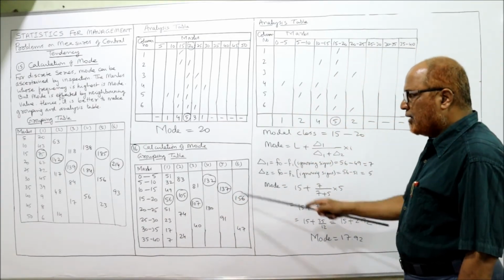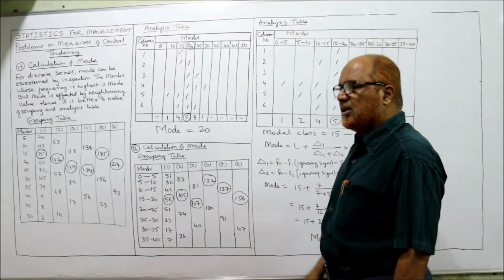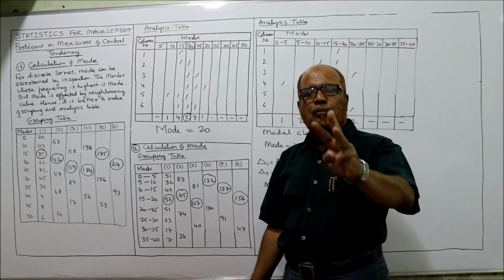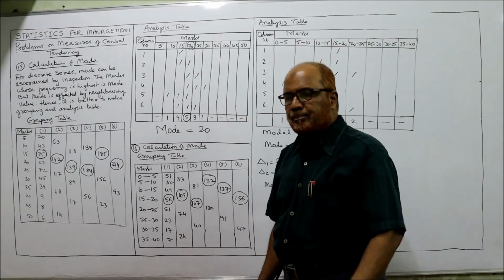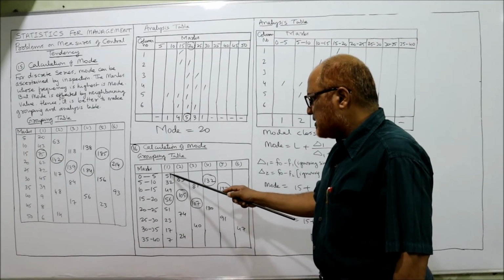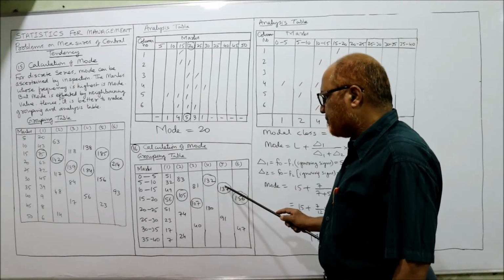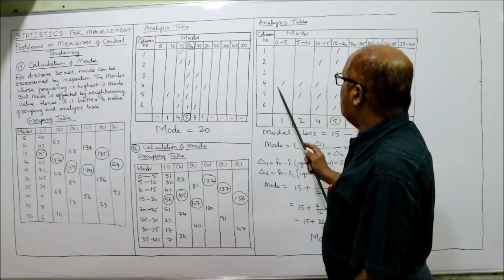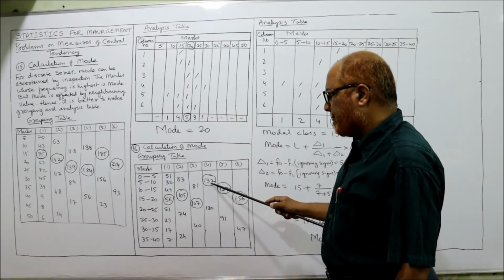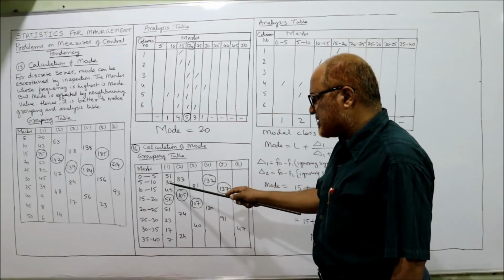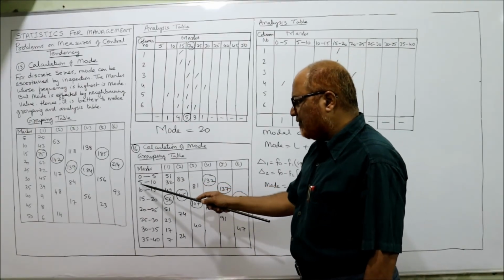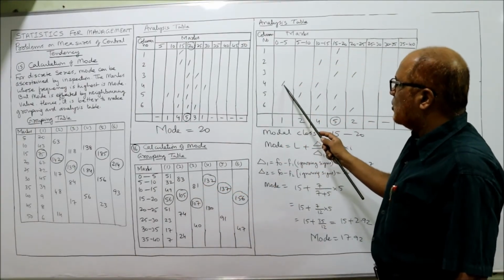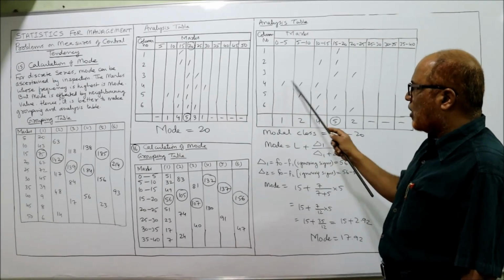3 columns over. Fourth column highest is 132. Fourth column we have grouped in threes from the top. 1, 2, 3. 132 is the total of first 3. So 0 to 5, 5 to 10, 10 to 15. 4 columns over.